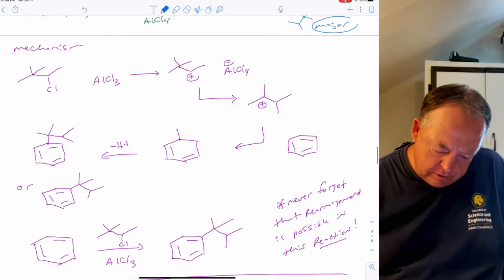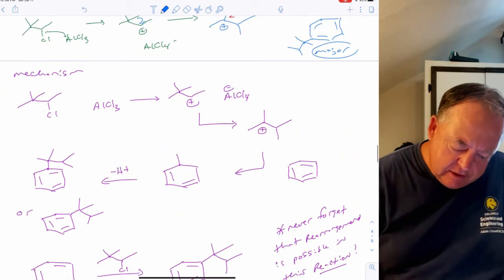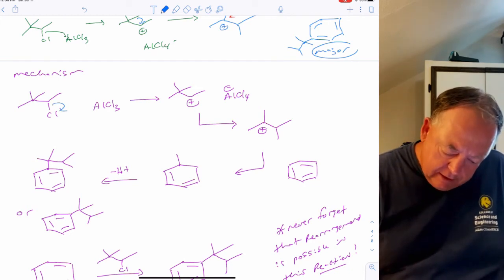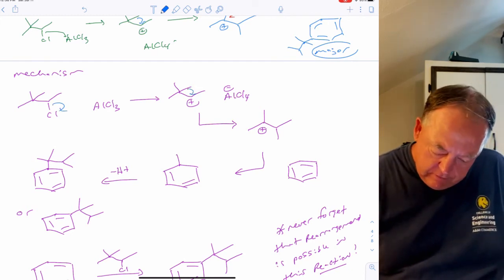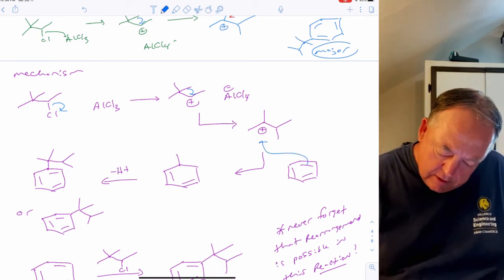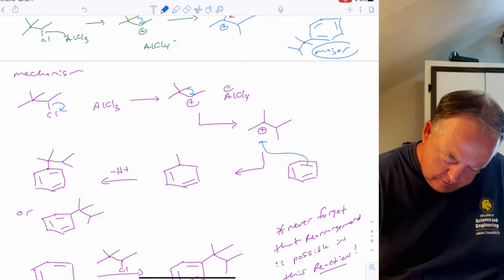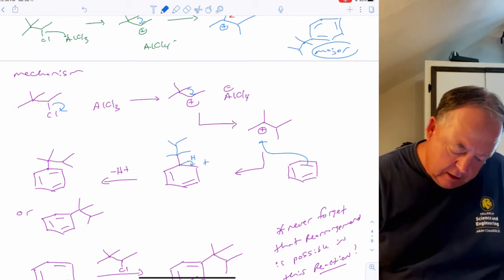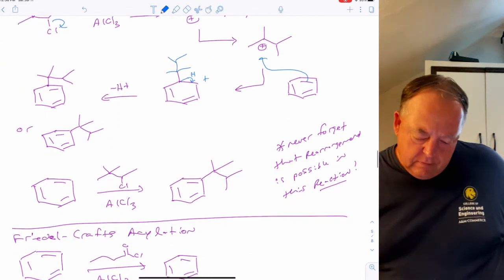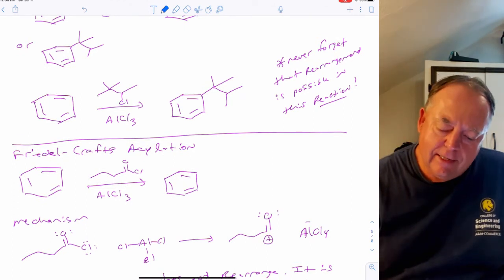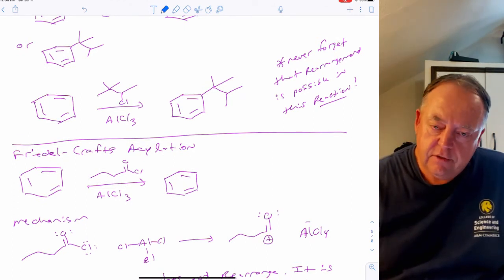Oh, sorry, there's the mechanism there. I'd already had it sketched out for you. All right, so chlorine leaves, and then the methyl group moves, and then you take 2 electrons on benzene, and then you lose the hydrogen, and there's your product. So again, anytime you make carbocations, never forget that they rearrange.